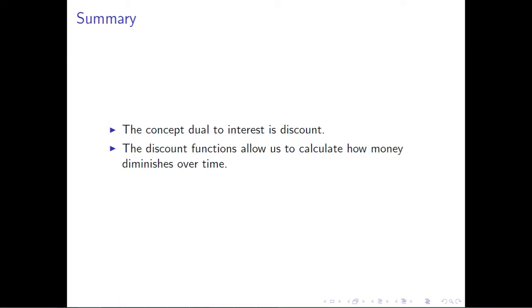So let's summarize. We've looked at the concept of discount, which we've seen through all these function definitions is the dual, if you like, the mirror image of the concept of interest. And we've seen how, as the interest functions allow us to accumulate money or amounts, the discount functions allow us to decrease. Now in our next video we'll look more deeply into the relationship between interest and discount. But until then, goodbye and God bless.